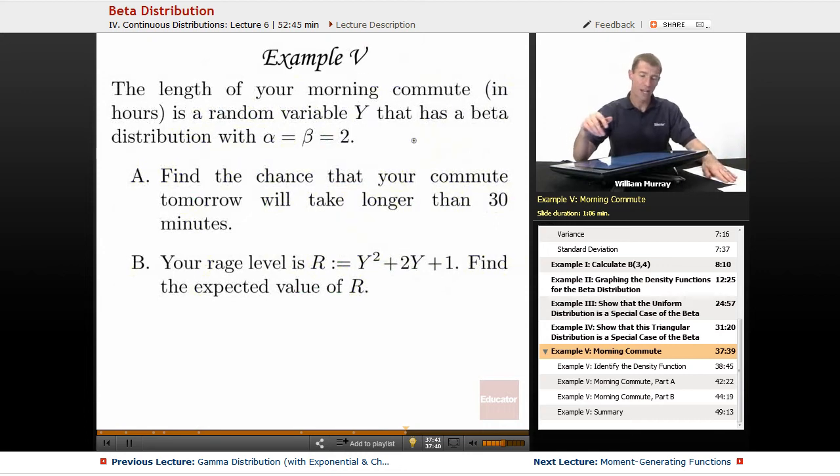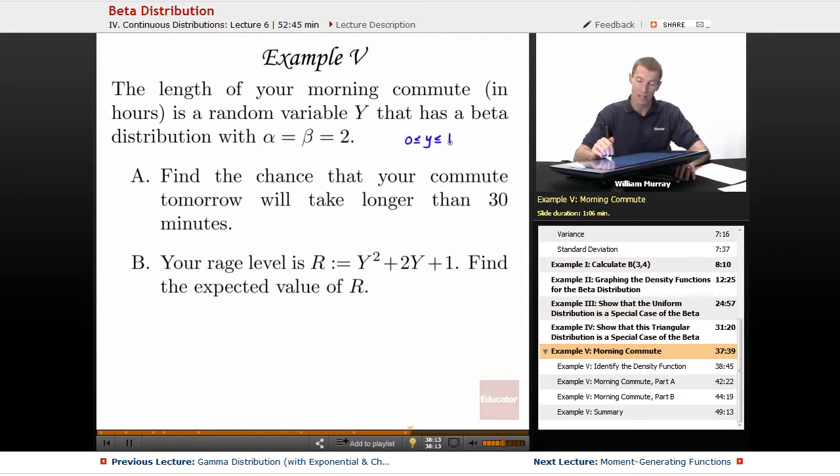In example 5, we've got a morning commute, so maybe this is you driving to work or driving to school in the morning. It's a random variable, apparently, that has a beta distribution with alpha and beta both being 2. And this is measuring your commute in hours. So remember, y is always between 0 and 1 in the beta distribution. So I guess that means that your commute could be 0 or it could be up to an hour.